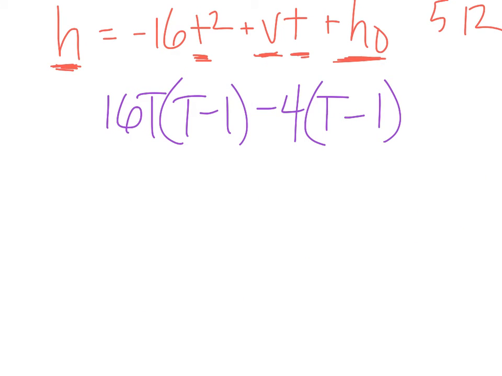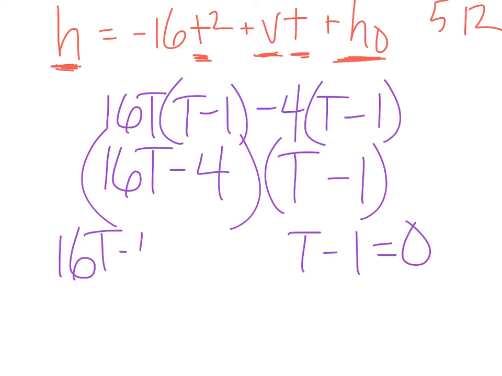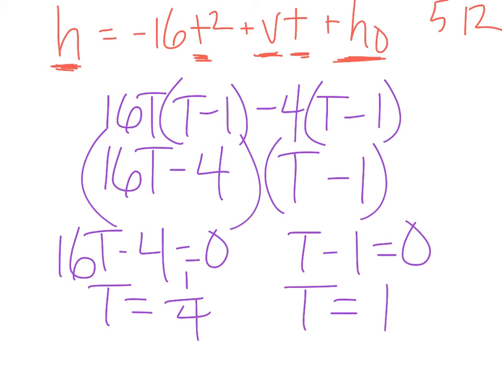I'm going to move some stuff and make some room. Okay, which now leaves me with 16t minus 4 and t minus 1. Those are the factors. Now, I can set them both equal to 0. So t minus 1 equals 0, and 16t minus 4 equals 0. On this one here, if I add 4 to each side, divide by 16, I believe I'm going to get t equals 1/4. Over here, I add 1 to each side, I get t equals 1.